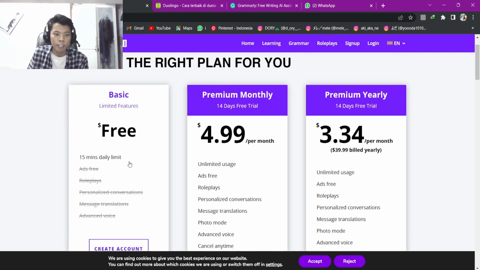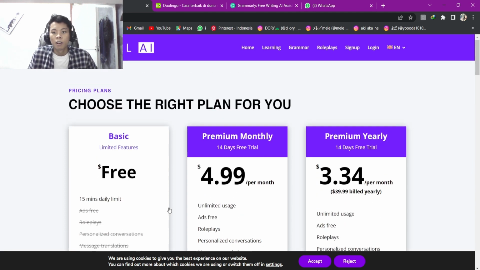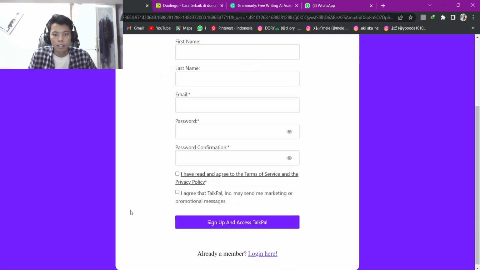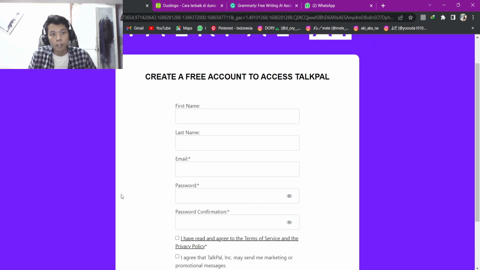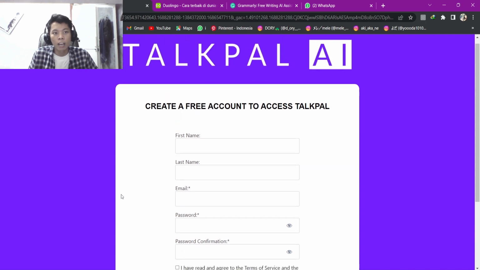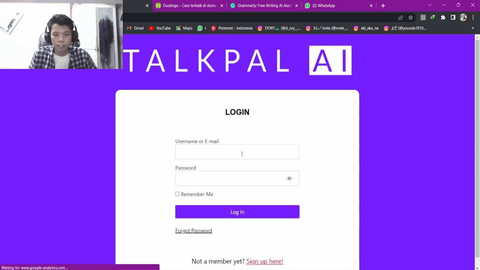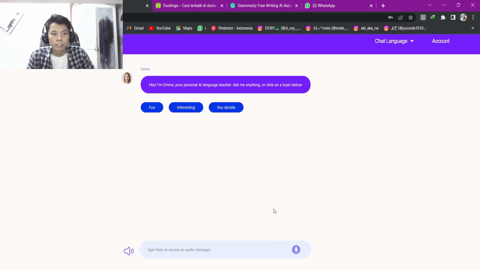But if you use it free, there is only a 5 minute daily limit. It is not ad free, and it does not include role play, personal conversation, message translation, and advanced voice. If you don't have an account, you can create an account and sign up. I already have an account, so we are going to use login here. Click login here. Okay, this is the inside of Talk for AI.